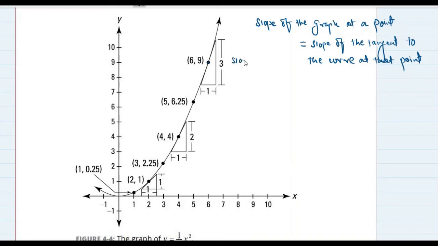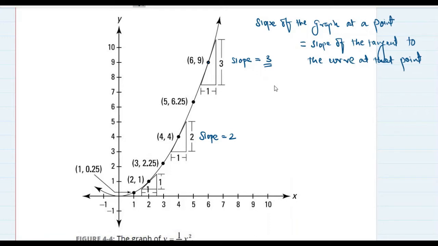So what is the slope at this point? Slope is equal to 3 by 1, which is 3. What is the slope at this point? Slope is equal to 2 by 1, which is 2. Now the slope is smaller at 4 comma 4 as compared to 6 comma 9. So the curve is such a graph that at every point its slope is changing, right?